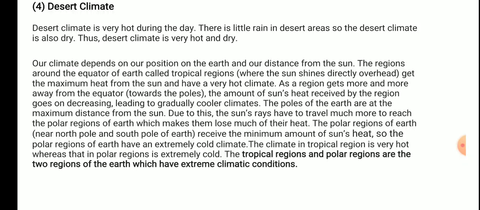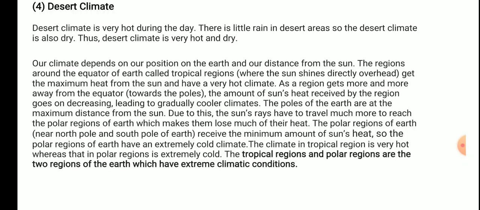Okay, so the region that will get more and more heat will have high temperature, as in the case of tropics or tropical, and the region which will get less amount of heat, the temperature will be lower, as seen in the polar regions. Okay, so as a region gets more and more away from the equator, means if we say towards the pole, the amount of sun or heat goes on decreasing, leading to gradually cooler climates. And why do tropical regions have high temperature? Because the sun is shining directly overhead.